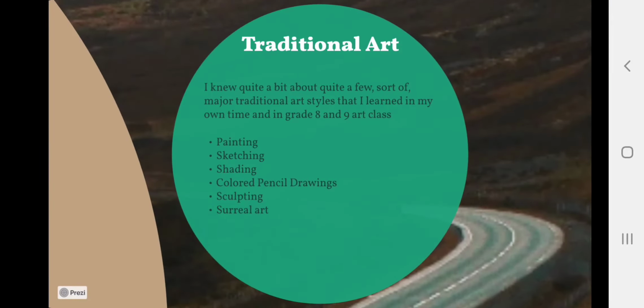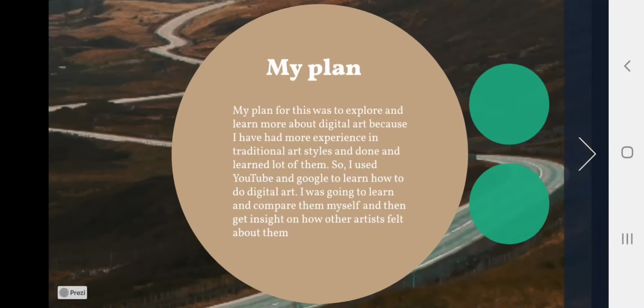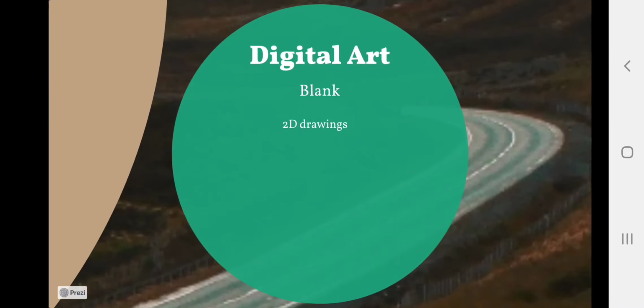I knew quite a bit about quite a few major art styles that I learned in my own time and in grade 8 and 9 art class. Painting, sketching, and shading are some I worked on in my own time, and colored pencil drawings, sculpting, and surreal art are things I learned and explored in school art class. And my knowledge about digital art was basically blank except for the videos I saw of them online. So that's where most of my work was going to be placed: learning about art, digital art, and trying it.